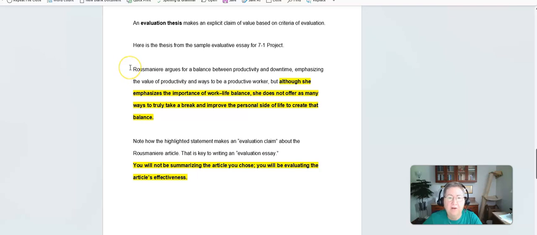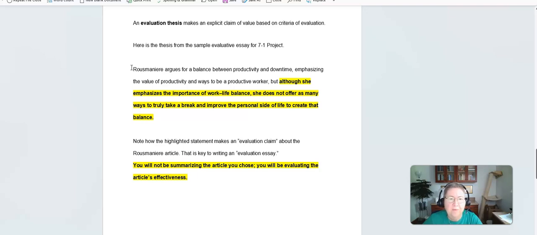Bruce Meniere argues for a balance between productivity and downtime, emphasizing the value of productivity and ways to be a productive worker. That first part tells us what the topic of the original article is. And that is followed by your claim, your critical claim, your evaluative claim.